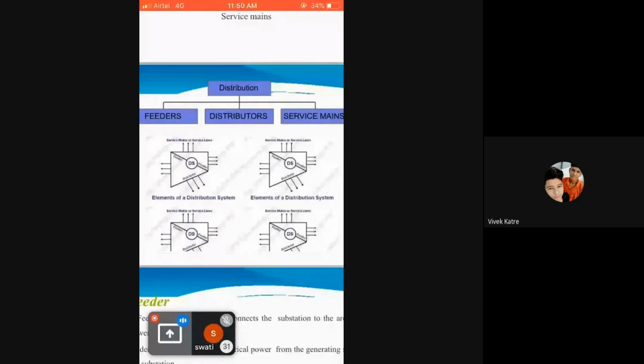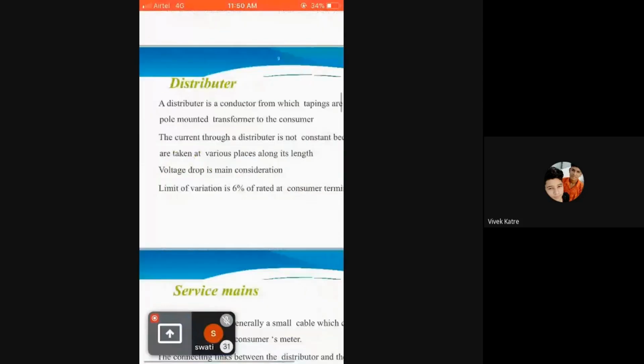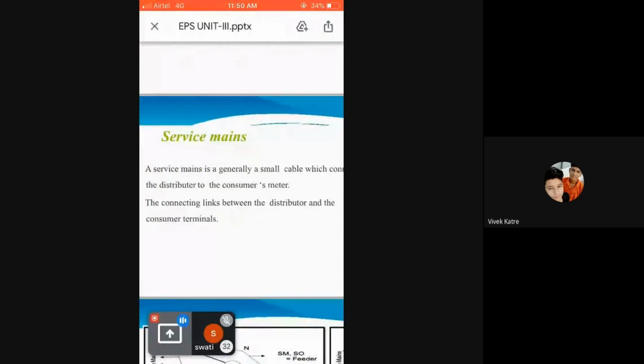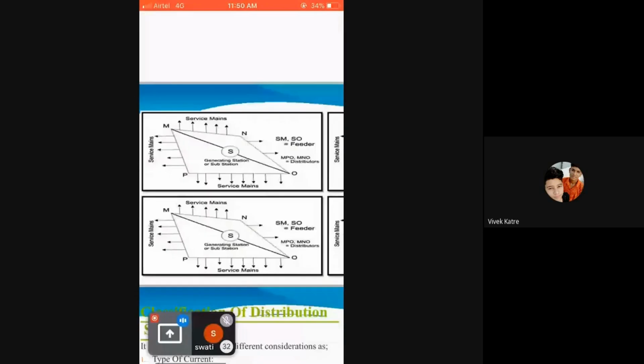So under this scheme, we have discussed about 3 types. There are main 3 types of this elementary distribution scheme, that are feeder, distributor and service mains. So what is this feeder? Feeder is nothing but a conductor which connects your substation or source to the distributor line. Under this feeder, there is no tapping, we carry the current from the substation and transfer it to the distributor without any tapping.